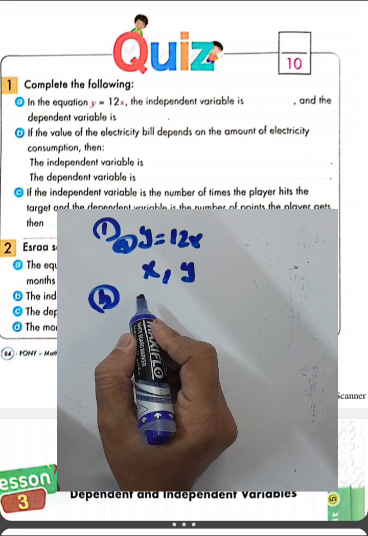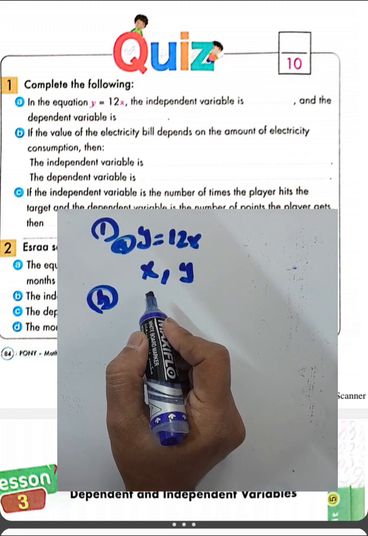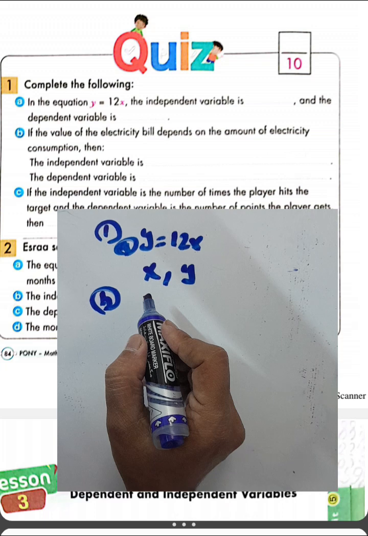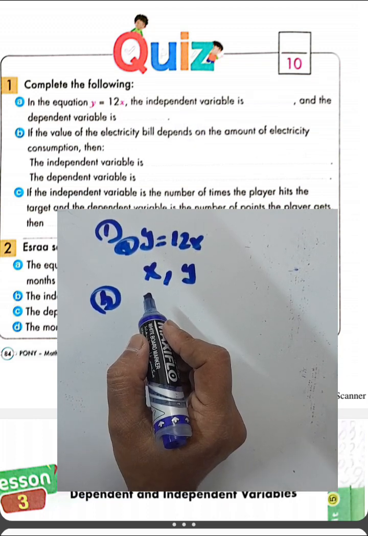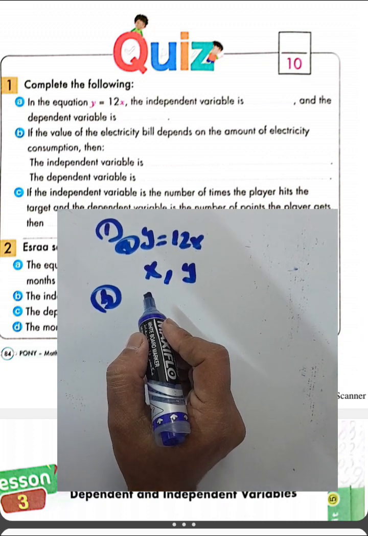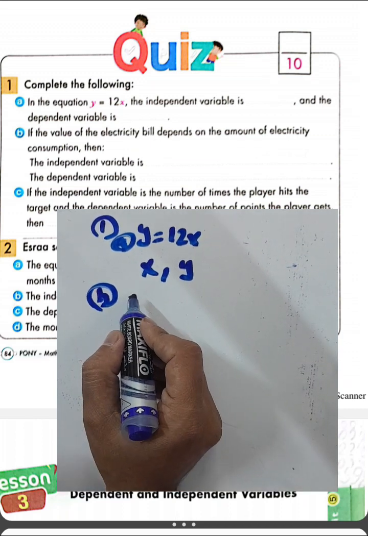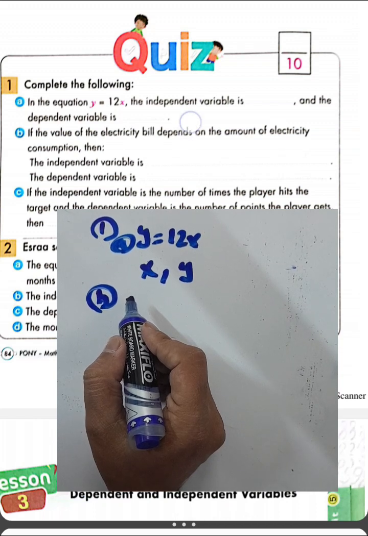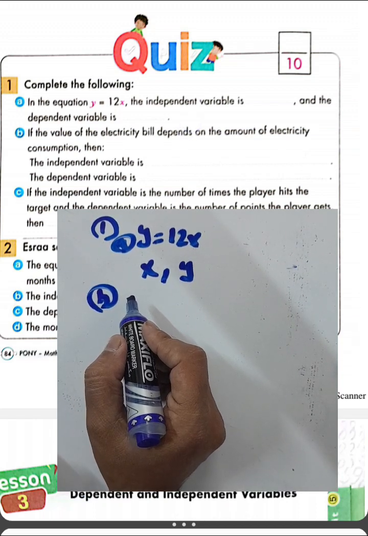Letter B. If the value of the electricity bill depends on the amount of electricity consumed, then the independent variable will be what? It comes from this phrase, depends on, its meaning independent. Depends on, its meaning what? Independent. The independent is the amount of electricity. So we write the amount of electricity in the first space.